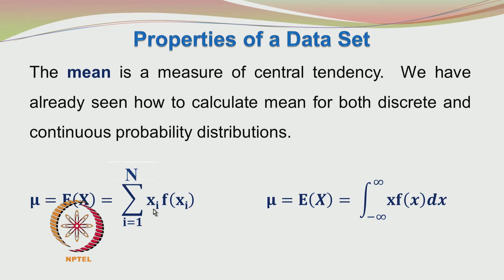So, what we saw was for a discrete data set, the mean is a measure of central tendency. For a discrete distribution, the mean is also referred to as the expected value of x, and that is given by sigma i equals 1 to n x i f of x i. And in the case of continuous distributions, we have mu equals expected value of x, that is equal to the integral from minus infinity to plus infinity of x f of x dx.